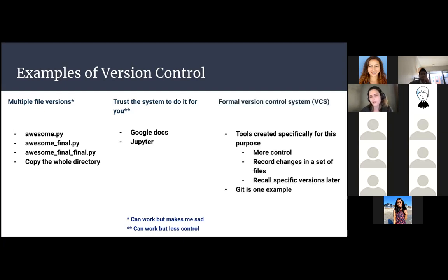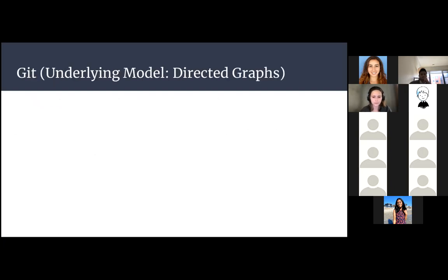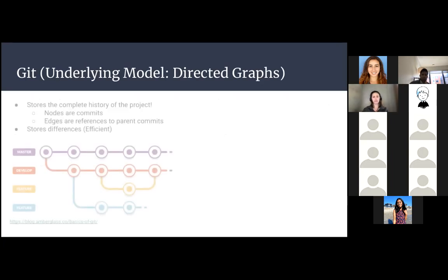But then we move into formal version control systems, which are tools that are specifically created for the purpose of recording changes in a set of files over time and being able to recall specific versions of your code later. And these give you a lot more control over, again, which versions you want to save and how you want to save them. And Git is one example of such a system. So the underlying model you could think of for Git is directed graphs.